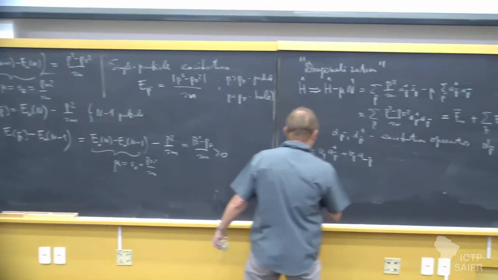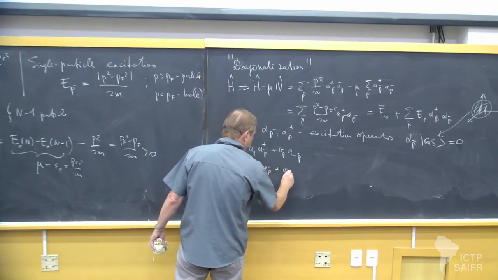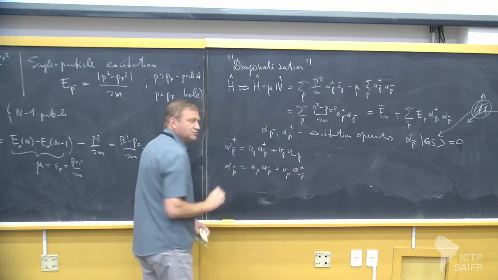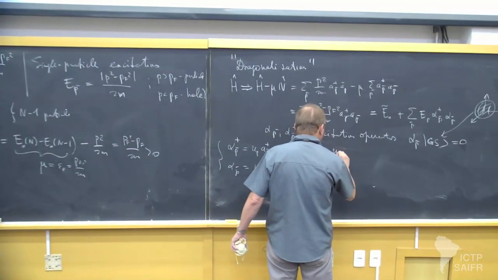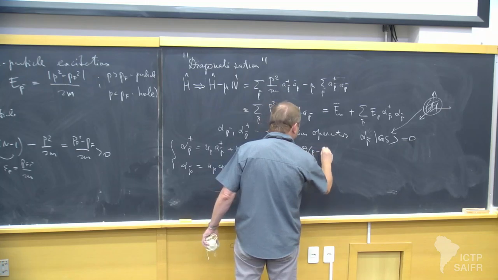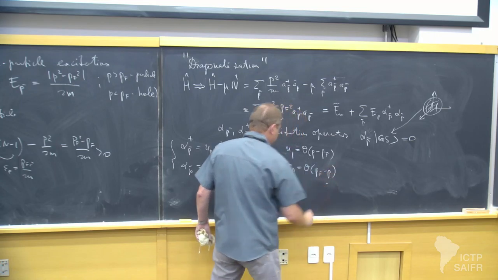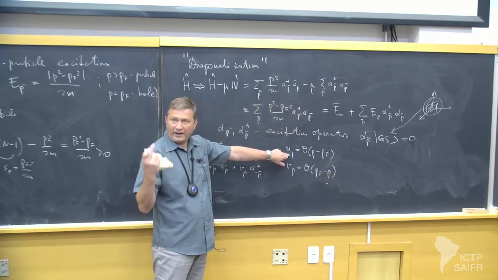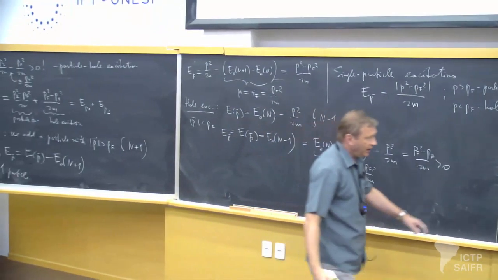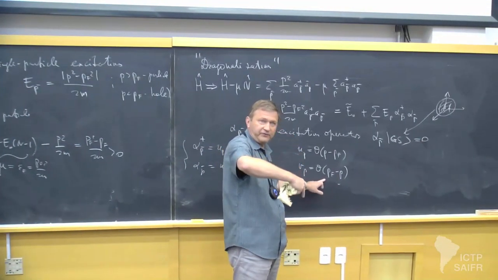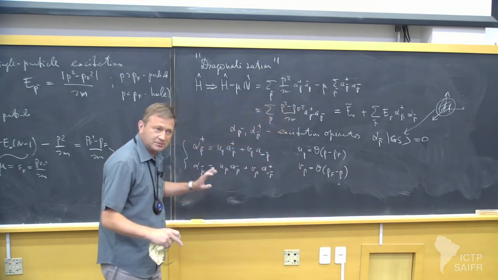And of course, I write alpha_p is just u_p a_p plus v_p a_minus p dagger, and I assume u_p and v_p are real. So the answer is u_p is just the step function of p minus p_F, and v_p is the step function of p_F minus p. So this is one outside the Fermi surface, where we can add particles, because below we cannot. And this is unity below the Fermi surface, where we can remove particles, and zero outside. This is our excitation operator.